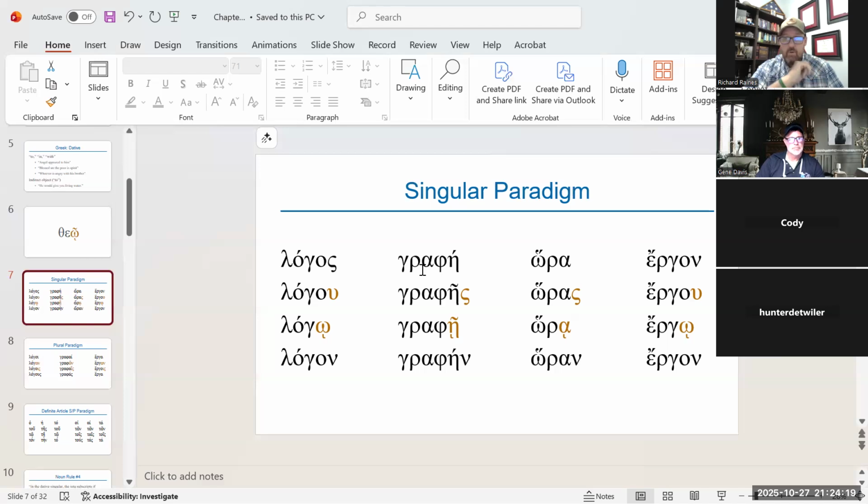Yep. All right. So, what about graphes? Somebody tell me the gender of graphes. Is it feminine? That's right. It is feminine. Tell me the case. We just learned it. Genitive, singular? Genitive singular. How would you translate it?